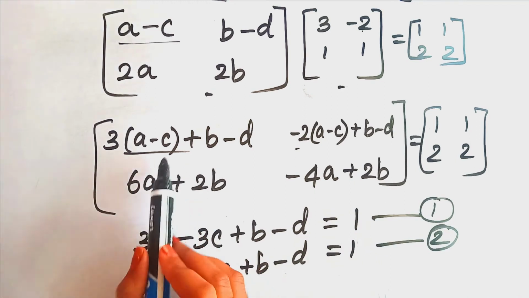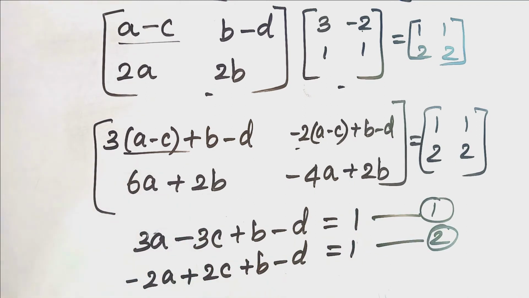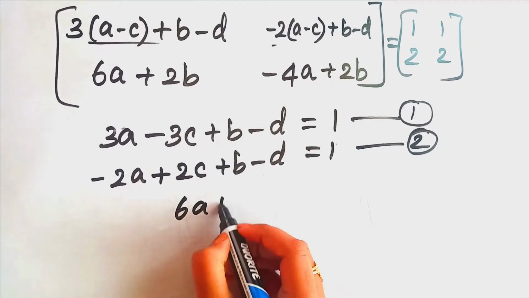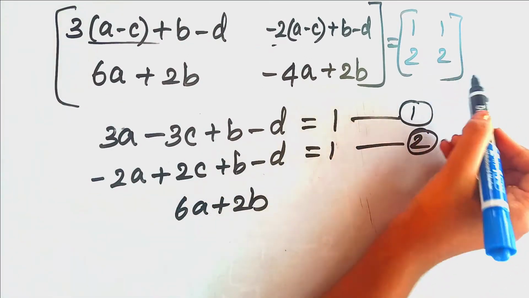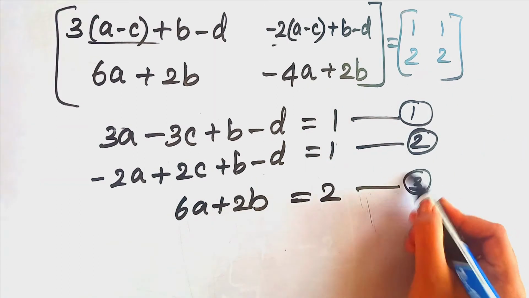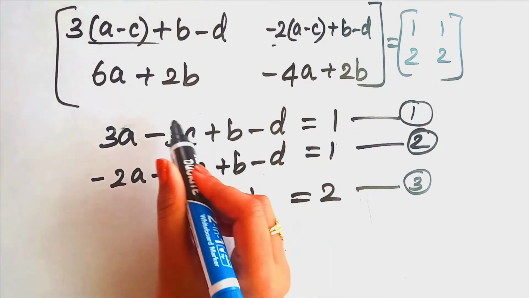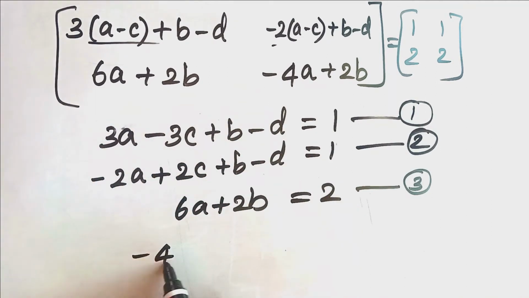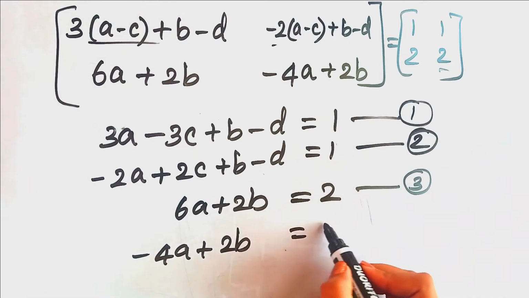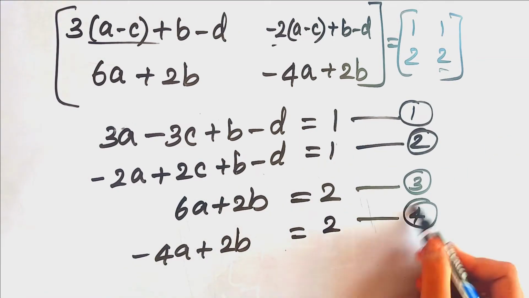And then for the second row and first element, it's 6A plus 2B, and here the second row and second element is 2, so it is equal to 2, and this is our third equation. And then finally minus 4A plus 2B is equal to the final element 2. This is our fourth equation.